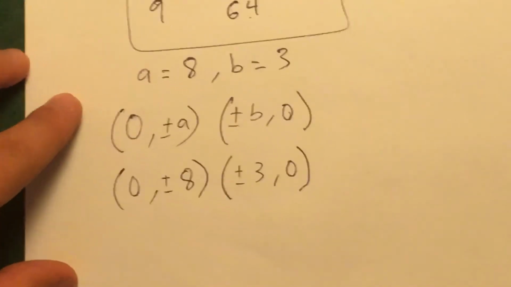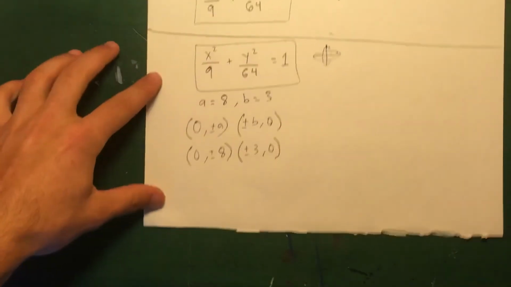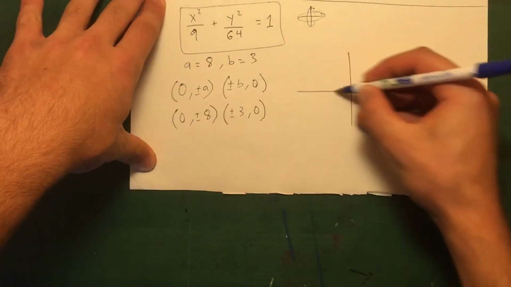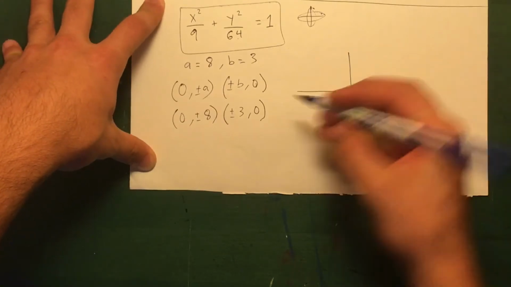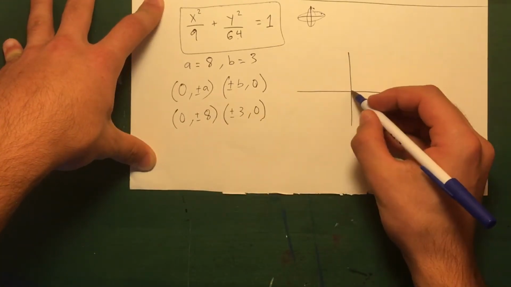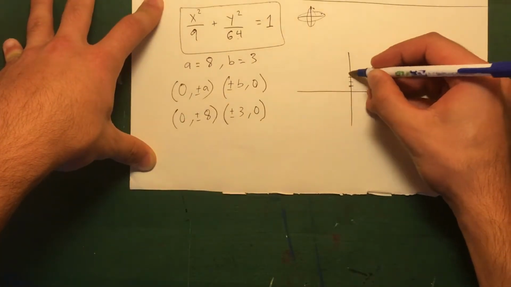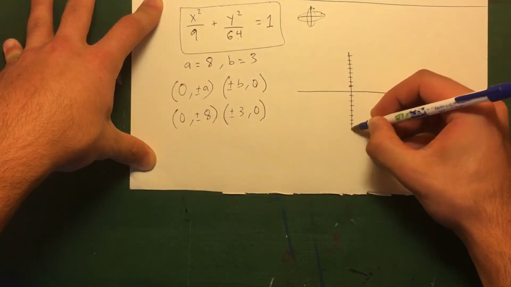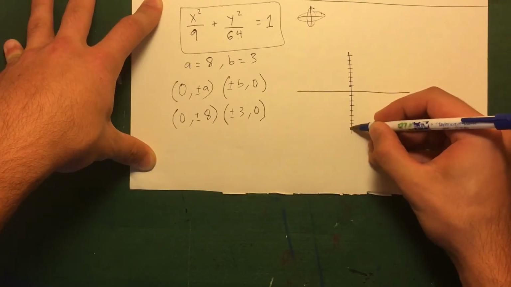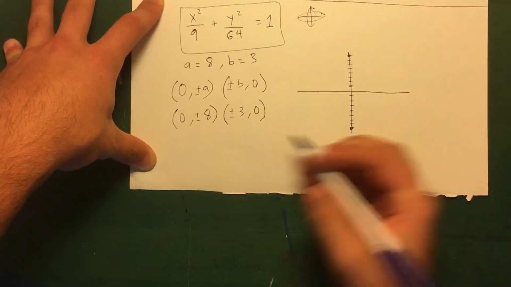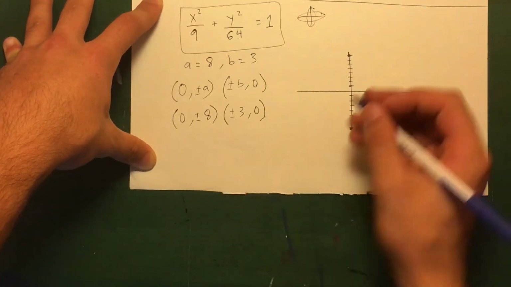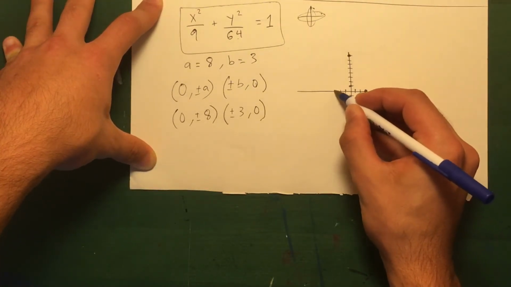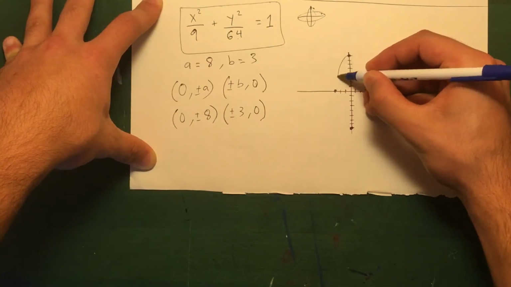So now, let's zoom out. Now we could kind of roughly sketch it. Okay, so we have vertices at 0, plus or minus 8. 1, 2, 3, 4, 5, 6, 7, 8. So you have here negative 8 and positive 8. And the other vertices at plus or minus 3, 0. That's 1, 2, 3, 0. That's an ellipse looking like that.